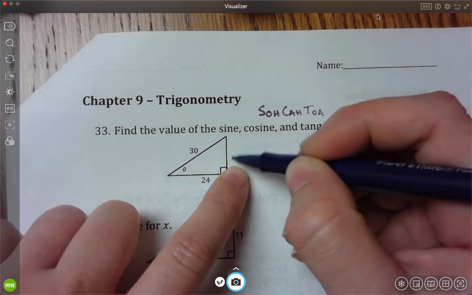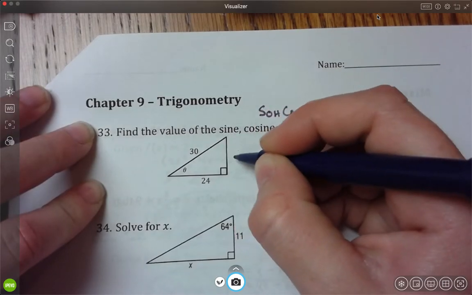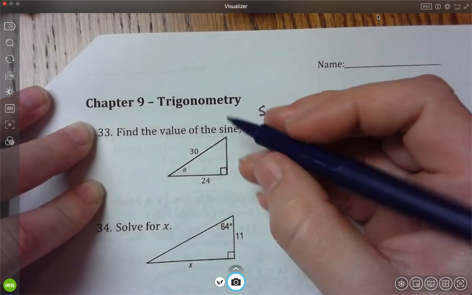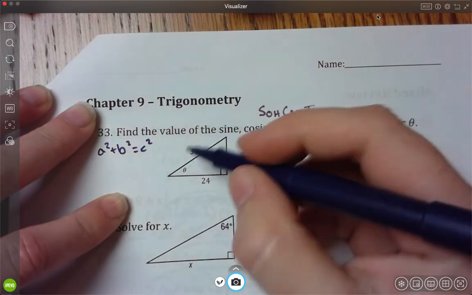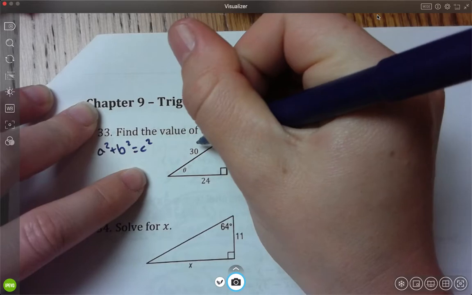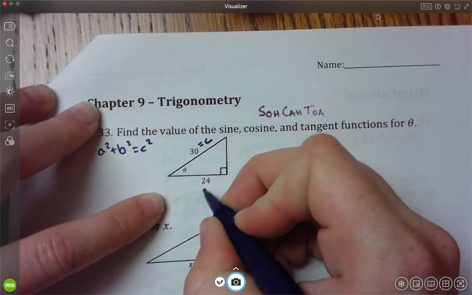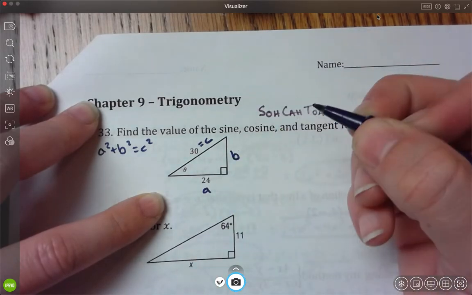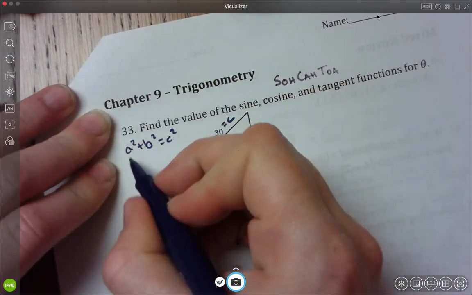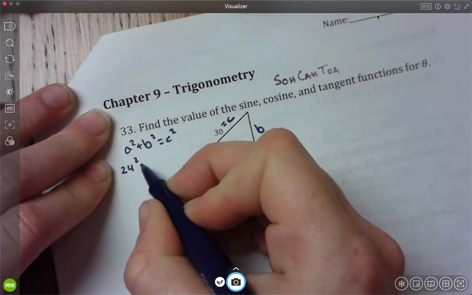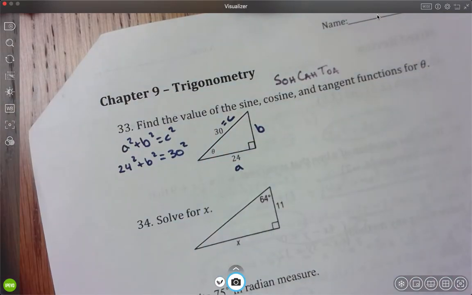So what I need to do first is I need to do the Pythagorean theorem to figure out what this third side is, okay? So Pythagorean theorem is a squared plus b squared equals c squared. And in this triangle, my side C has to be the longest side, which is going to be 30. So let's say A is 24, this guy is B that we don't know, and then we're going to solve this triangle here. So in for A, I'm going to put 24 squared plus B squared equals 30 squared, okay? And then we'll solve for B.